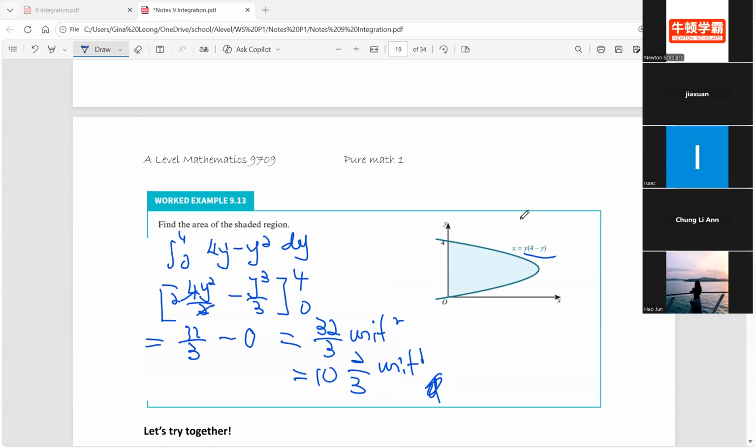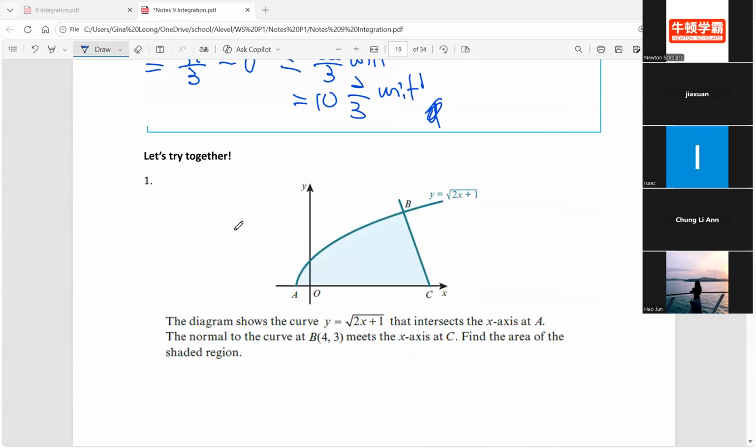No question. Okay, no question. Question 1, supposedly I will ask students to do, but because I'm really short of time, I'm not asking you to do it. You can try on your own.